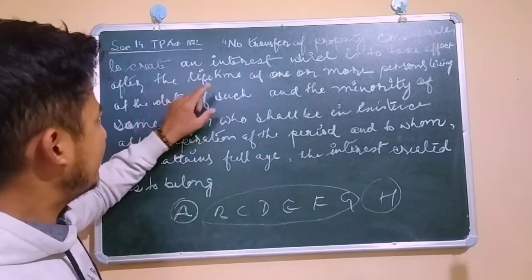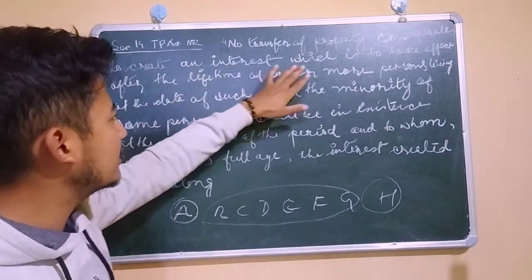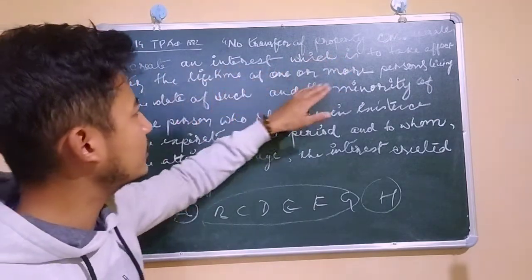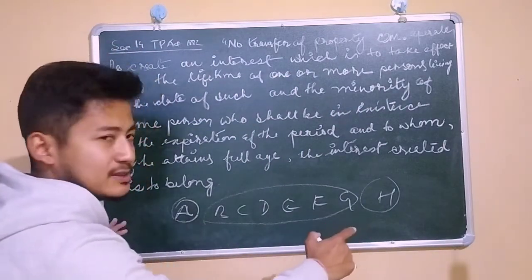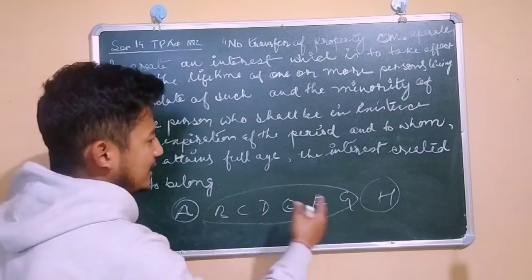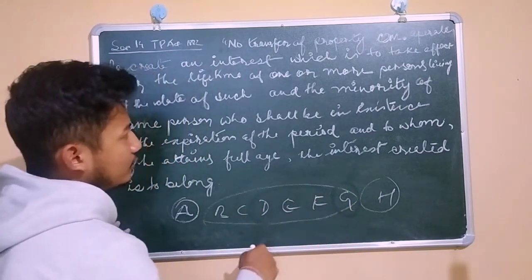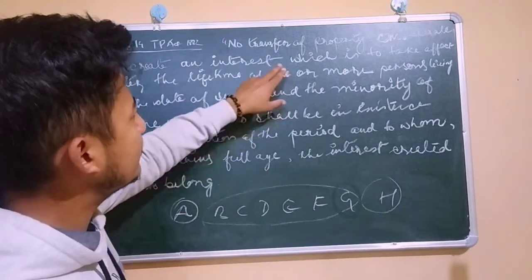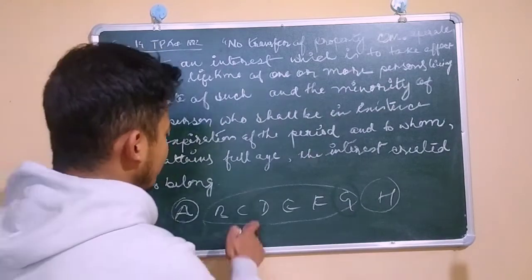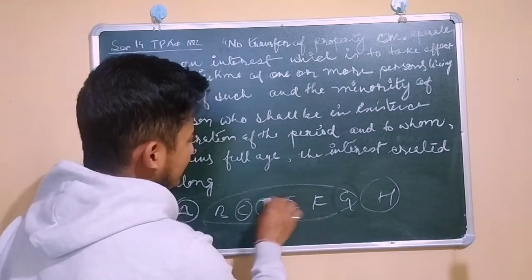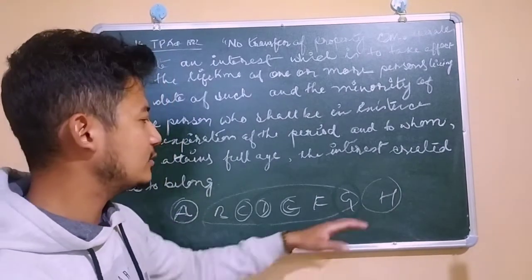So here what it is saying is that no transfer of property can operate to create an interest which is to take effect after the lifetime of the one or more persons living. So A cannot make a transfer that will take effect after the death of H. What it is saying is, after the lifetime of the persons living, if they have all died completely but there is no chance of getting birth of H.